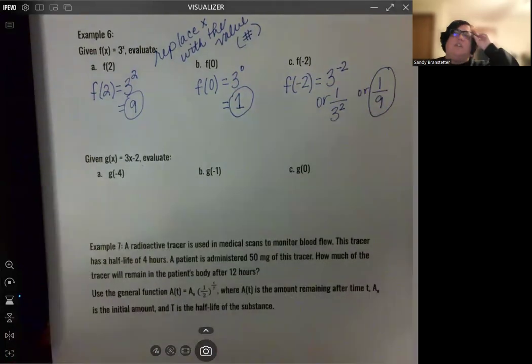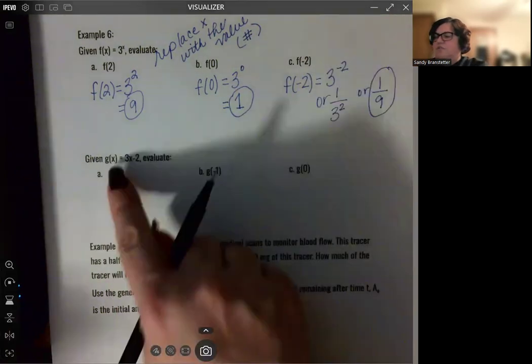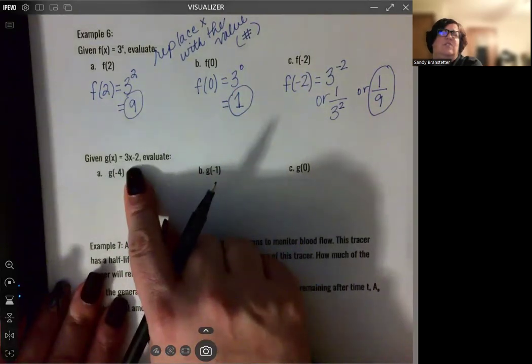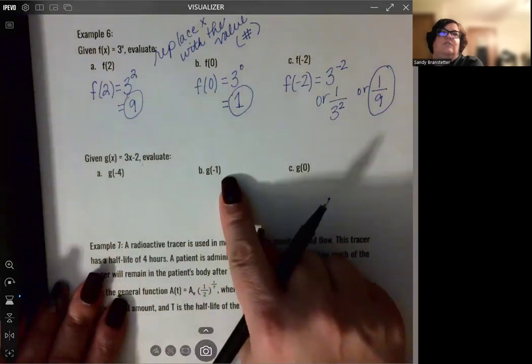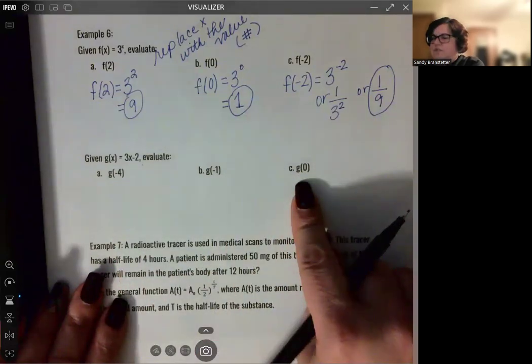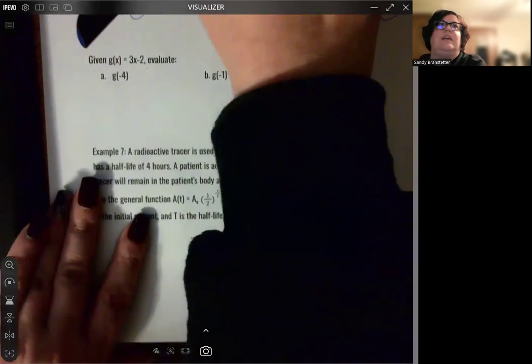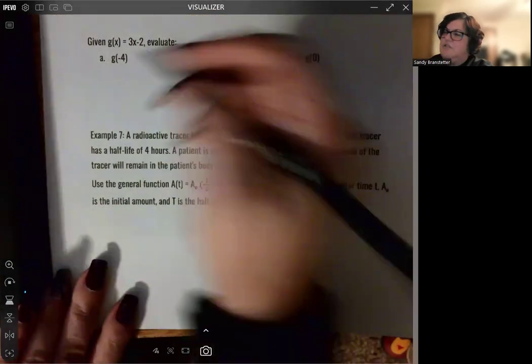Again, on your calculator, it should be able to handle each of those. For the second set, g of x, again, just another function with a different name. G of x is equal to 3x minus 2. We're going to find g of negative 4, g of negative 1, and g of 0. Same as before, we're just going to be plugging that value in everywhere there's an x.